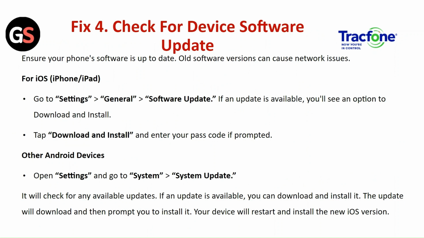Fix 4. Check for device software update. Ensure your phone software is up to date. An old software version can cause network issues. For iOS, go to Settings, then General, then Software Update. If an update is available, you will see an option to download and install. Tap Download and Install and enter your passcode if prompted.